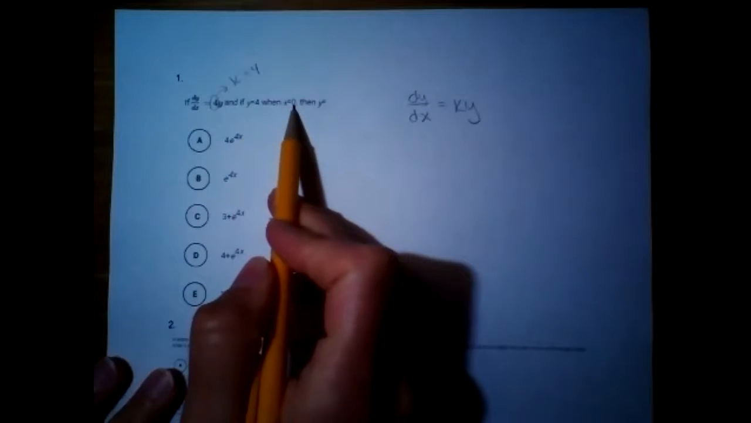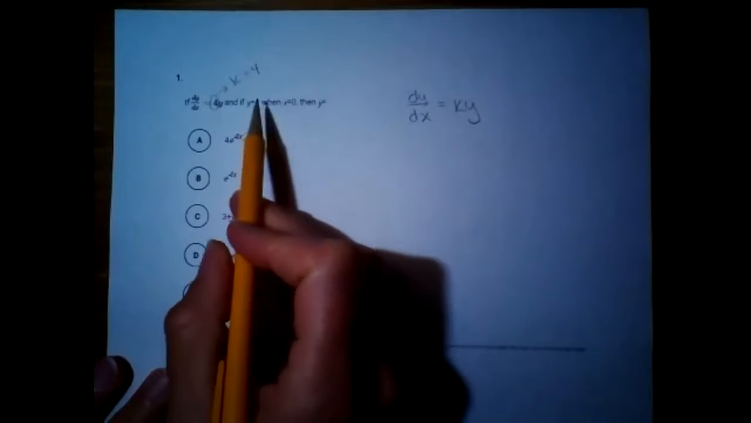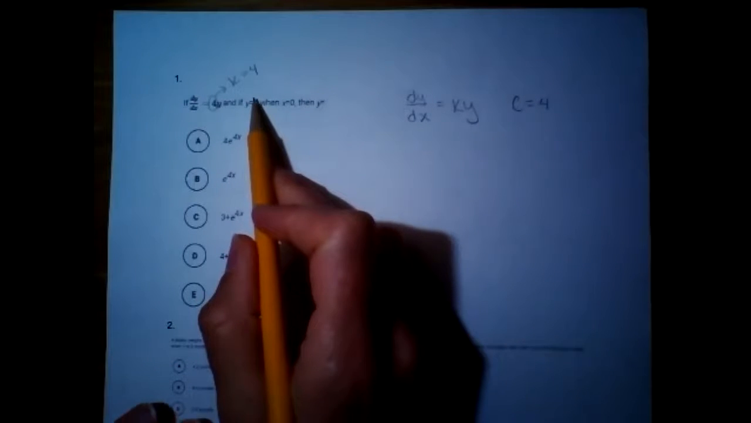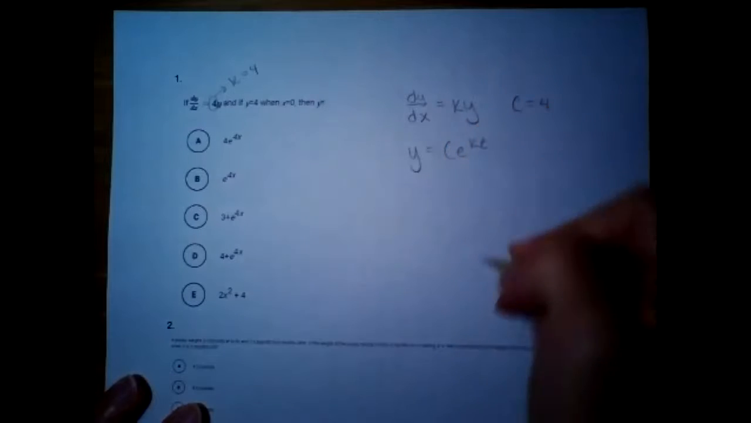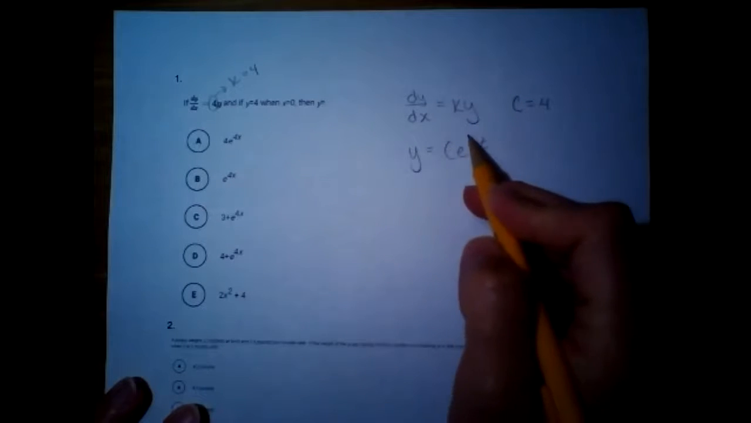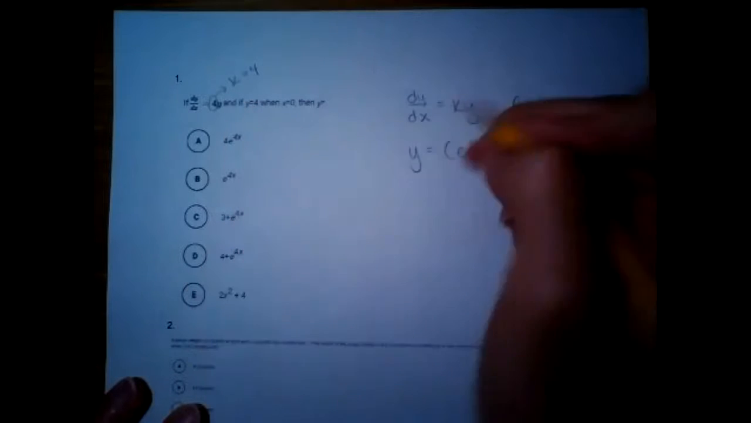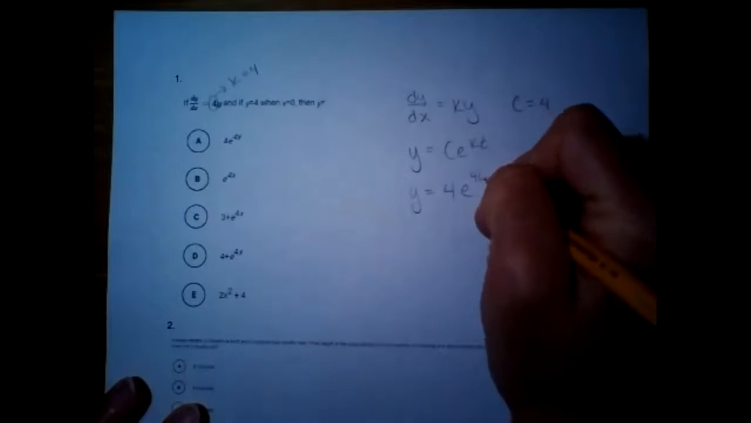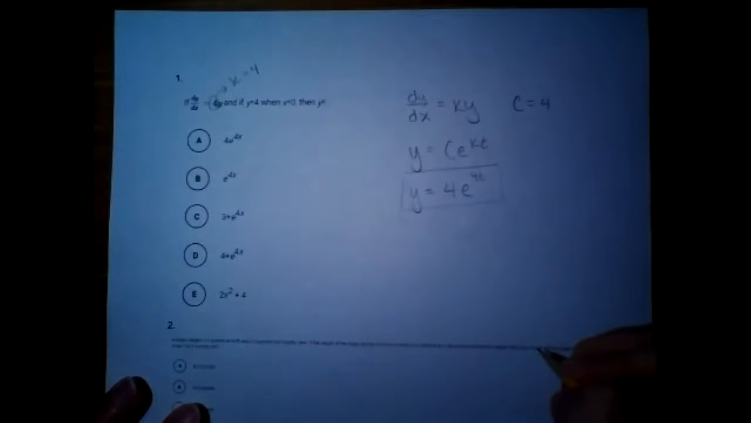And then they also tell us y is 4 when x is 0. So that's our initial condition. Remember, that was our c value. So that's telling us that c is 4. It's kind of weird because they're both 4. But this is our equation, and we're going to put in 4 for our initial condition, so c, and 4 also for that rate k. So they both were 4, which again is kind of strange. But there's your equation. So y equals 4e to the 4t.